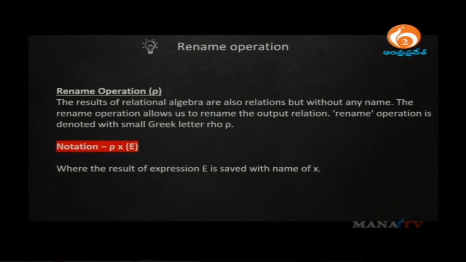Just see the screen once again. The result of relational algebra is also a relation without any name. The rename operation allows us to rename the output relation. The rename operation is denoted by the small Greek letter rho, where the result of expression E will be stored under the name X. Please note down the points displaying on your screen, because these will be helpful for attending interviews on DBMS. Am I very clear guys?